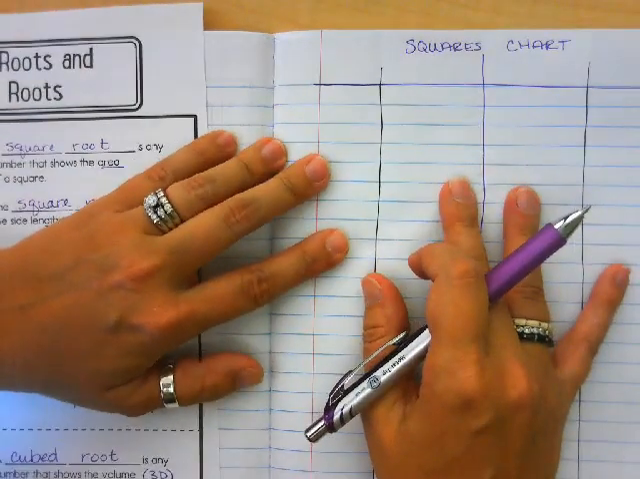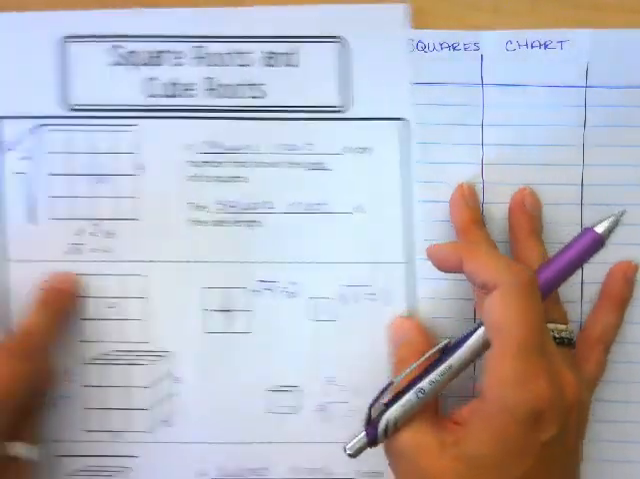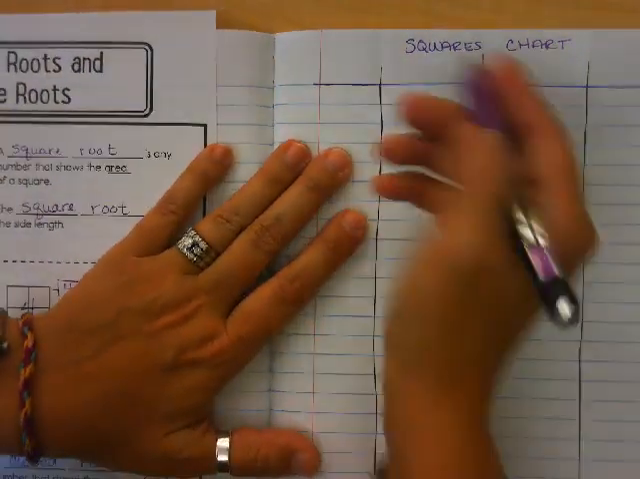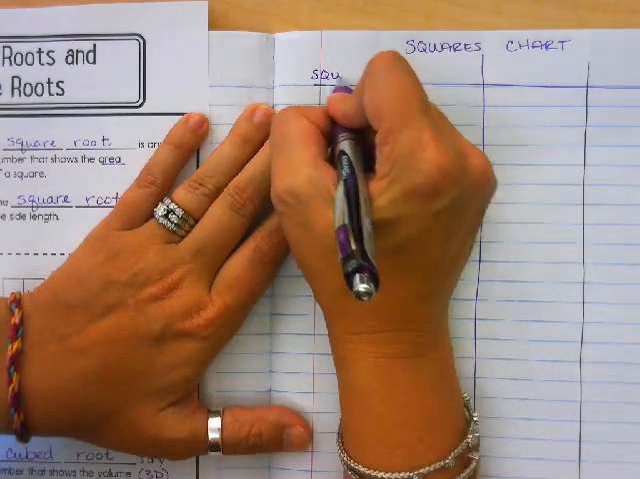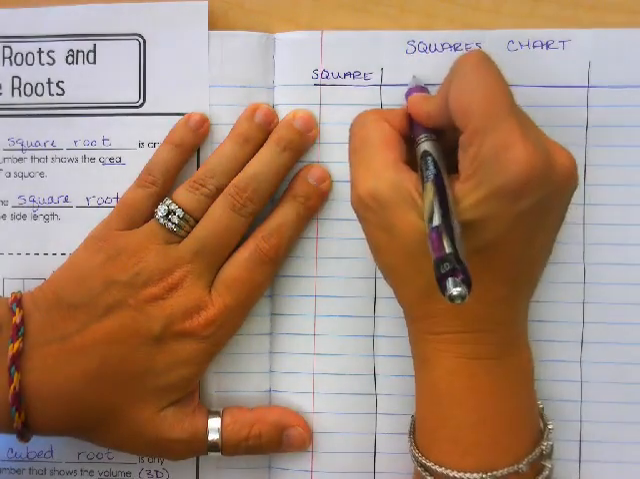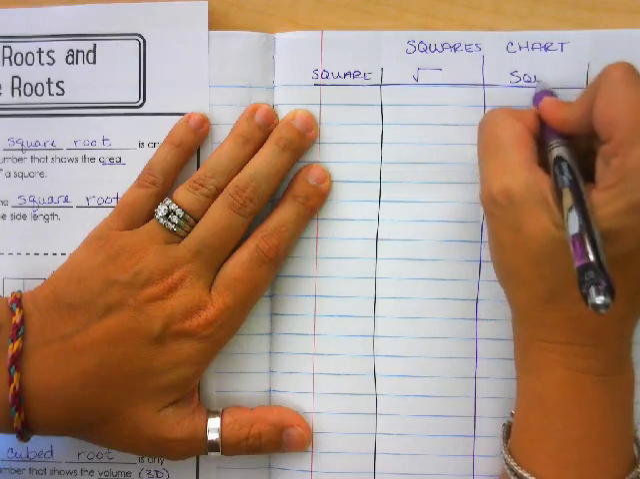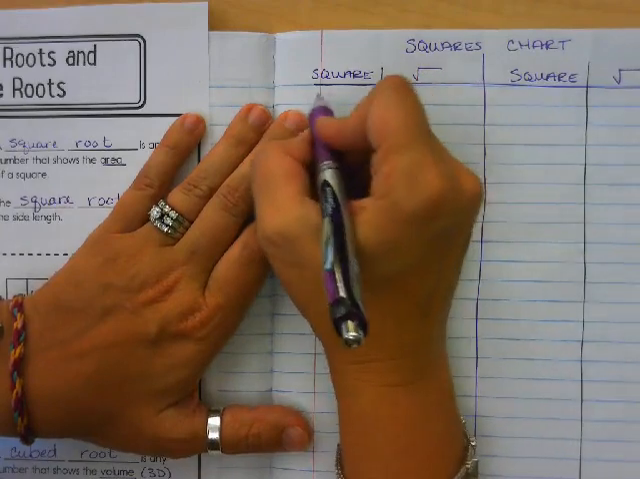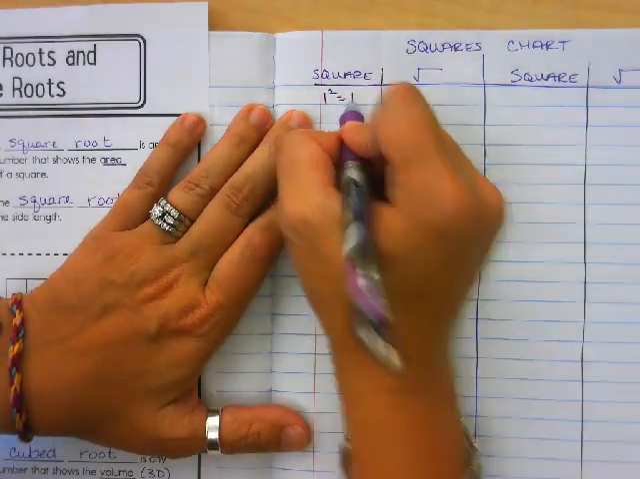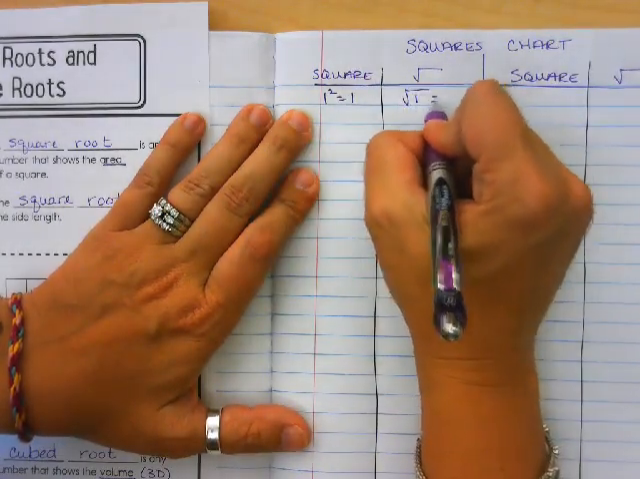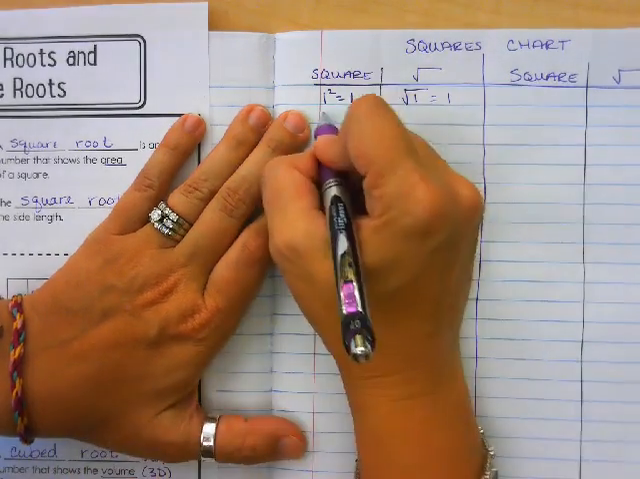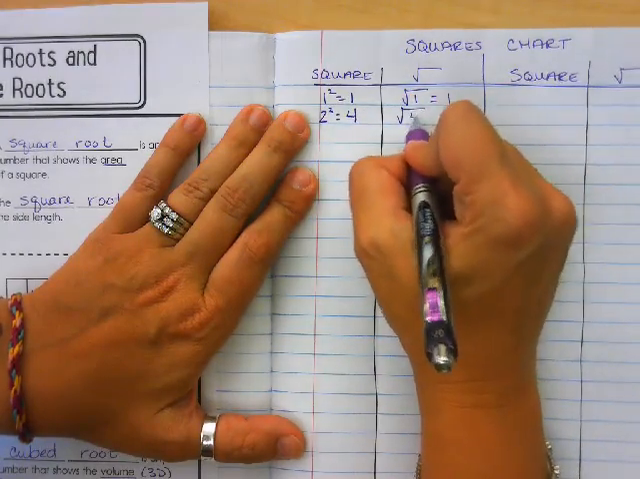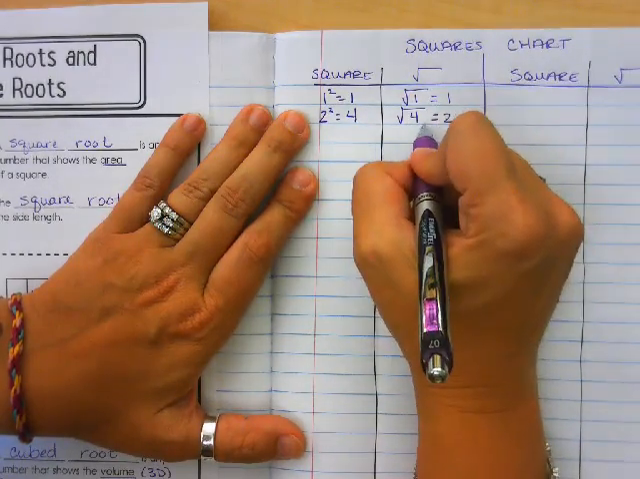So what I want you to do is I want you to see the relationship between squaring a number and the square root. So here in this column, I'm going to write the square. And here I'm going to write the square root. And then this is going to be our overflow column, the square and the square root. So here I'm going to say 1 squared is 1. And the square root of 1 is 1. 2 squared is 2 times 2 is 4. So the square root of 4 is 2, because again, 2 times 2 is 4.